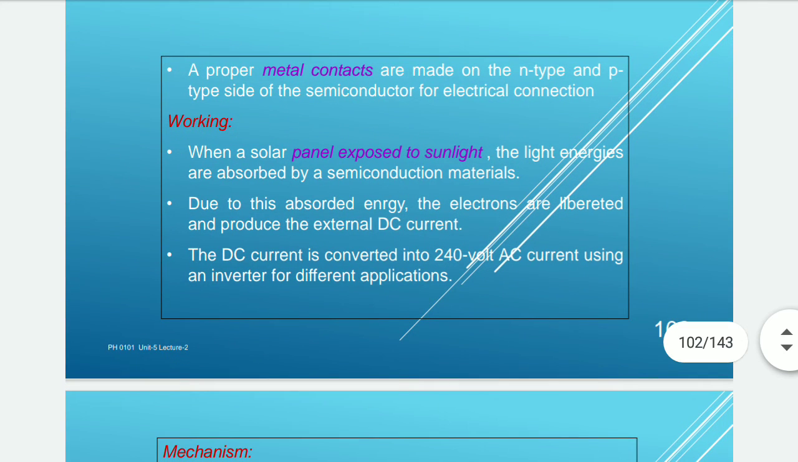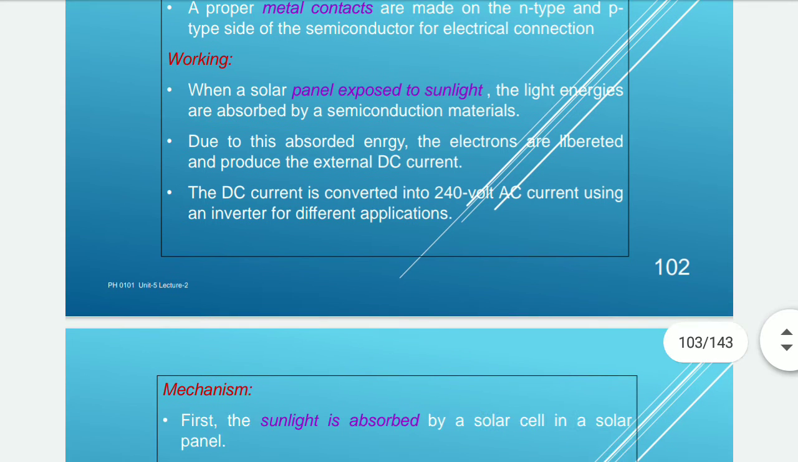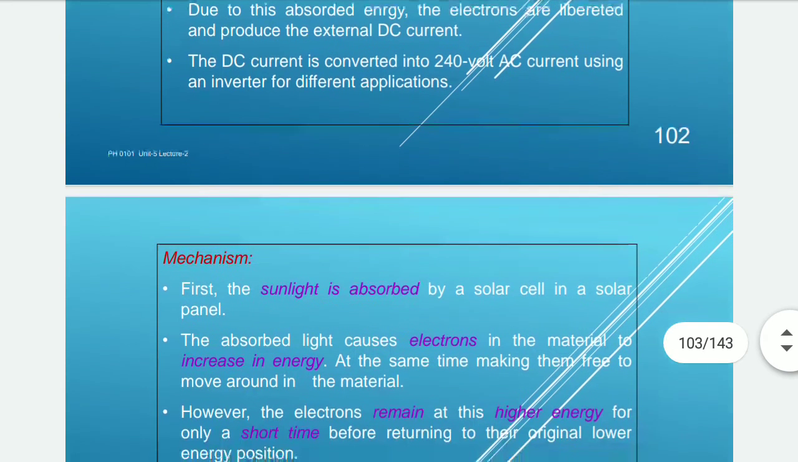Working: when a solar panel is exposed to sunlight, the light energy is absorbed by the semiconductor material. Due to this absorbed energy, the electrons are liberated and produce the external DC current. The DC current is converted into 240 volt AC current using an inverter for different applications.